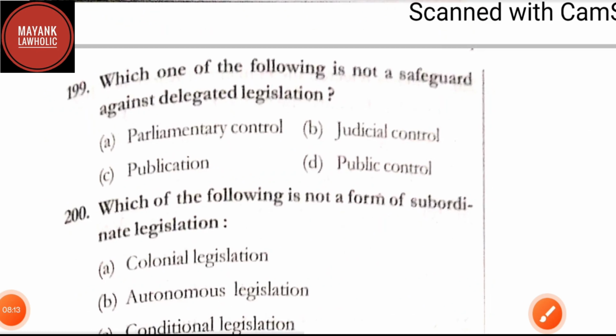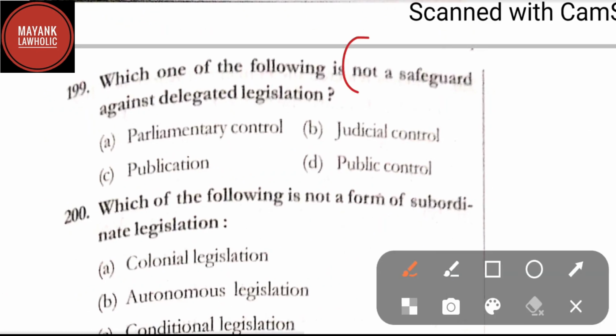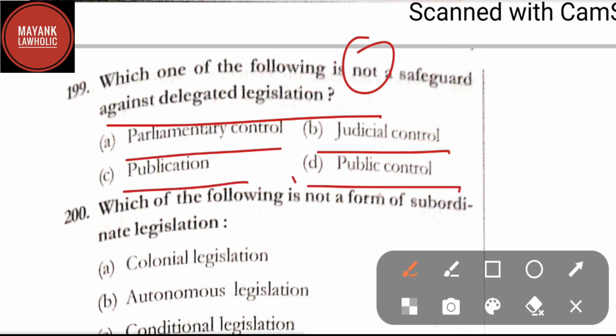Question number 199. Which one of the following is not a safeguard against delegated legislation? Option A, parliamentary control, option B, judicial control, option C, publication, and option D, public control. Here in question number 199, the correct answer is option D, that is public control.